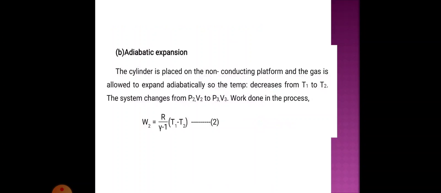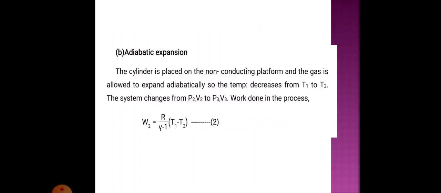That is adiabatic expansion. Cylinder is placed on a non-conducting platform and the gas is allowed to expand adiabatically, so the temperature decreases from T1 to T2. System changes from P2 V2 T1 to P3 V3 T2.